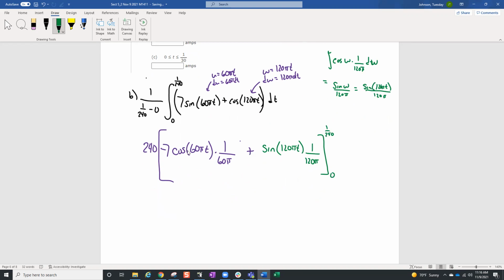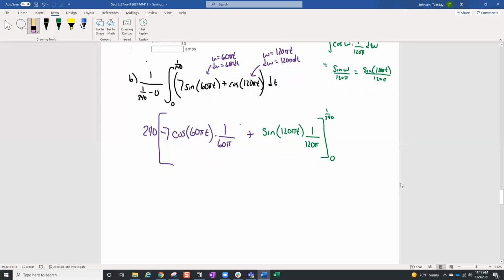This problem sucks. I'm so almost sorry that it's assigned. Almost, because I like calculus. Okay, so 240 times minus 7 over 60 pi cosine of 60 pi t. Oh my goodness, this sucks. I want to evaluate that at 120. Oh my goodness. Leslie, you're killing me. I'm good. I'm not making you feel bad. I'm right there with you.